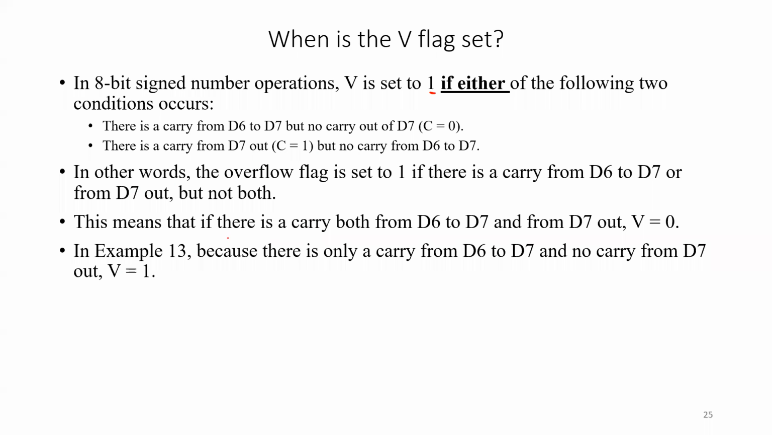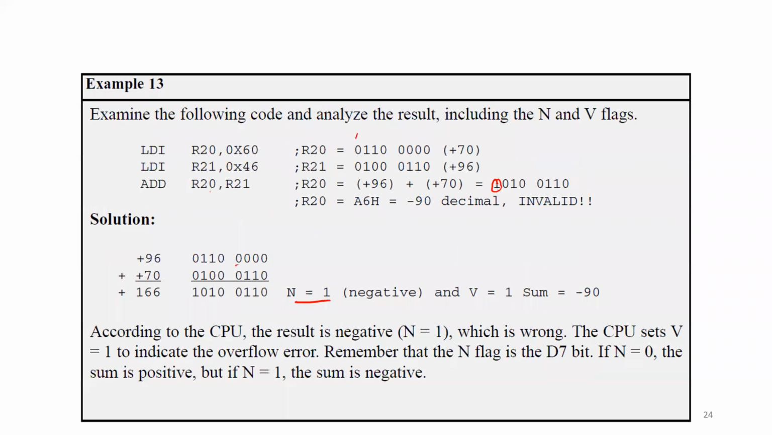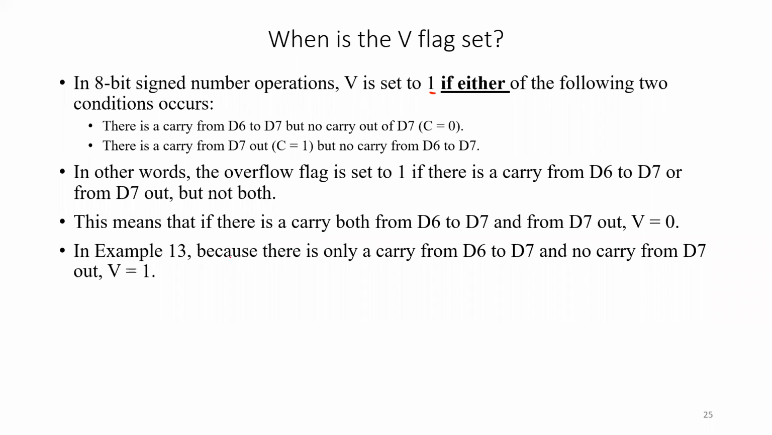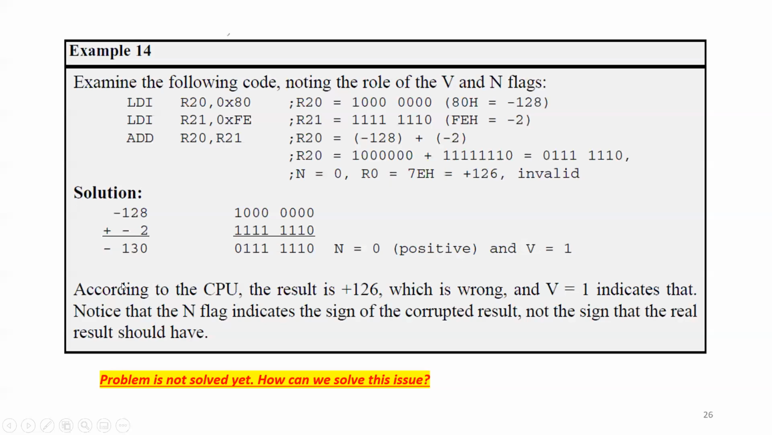Okay, nice. In the previous example, this is what we have already solved here. Because there is only a carry from D6 to D7, this was our case. D6 had overflow, and D7 was normal without overflow. So in this case, we expect V equals 1. Nice. Let's see another example.